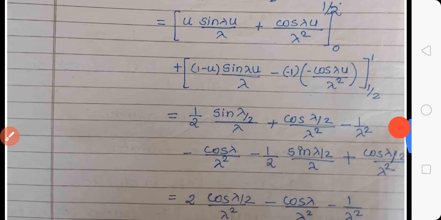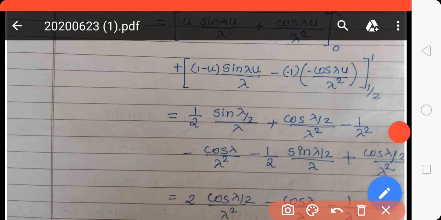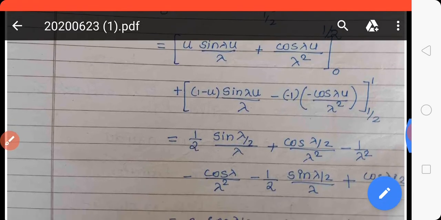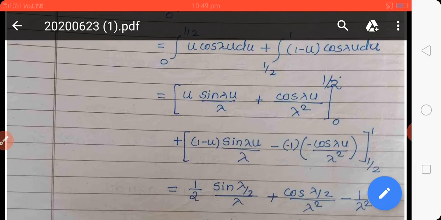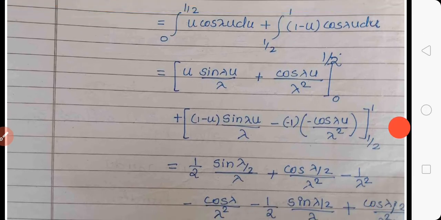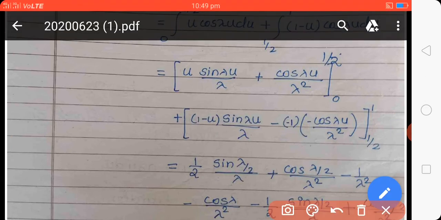If we put the limits from half to 1, then in the next step we first put the value in the first integration. We get the term u sin lambda u upon lambda plus cos lambda u upon lambda square. If we put the upper limit half, then u is half, therefore we get half into sin lambda by 2 upon lambda, plus cos lambda by 2 upon lambda square.